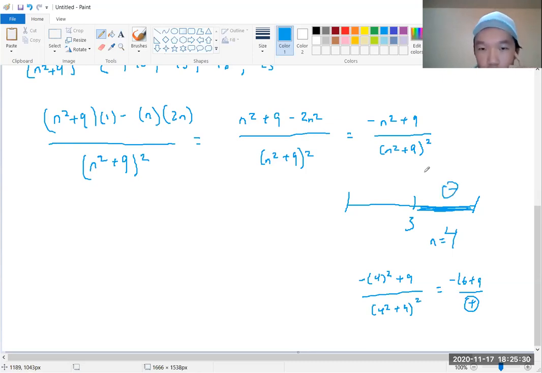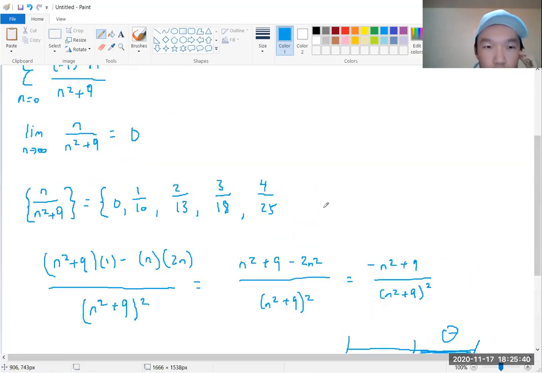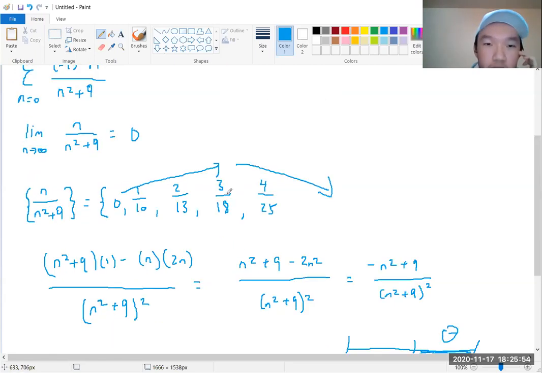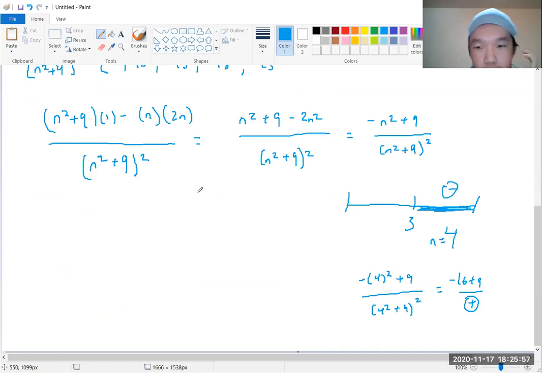So from this, we can say that the sequence eventually starts decreasing. Basically what was happening was the sequence was increasing all the way up to 3, and then starting from 3, it started decreasing. So we can say that condition 2 is satisfied from the alternating series test. Okay. So we can say that this series converges.